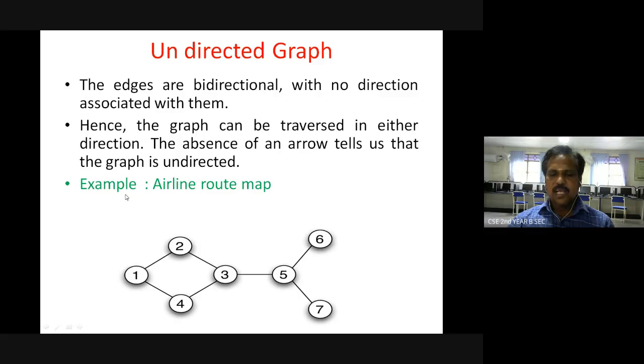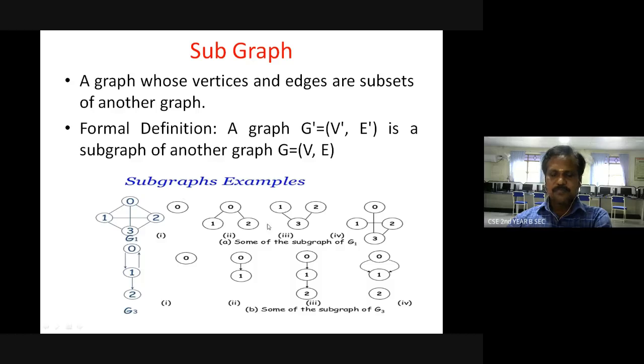So for example, an undirected graph is applied in the airline route map. Directed graph is applied in flowcharts. So these are the two real-time examples using graph.